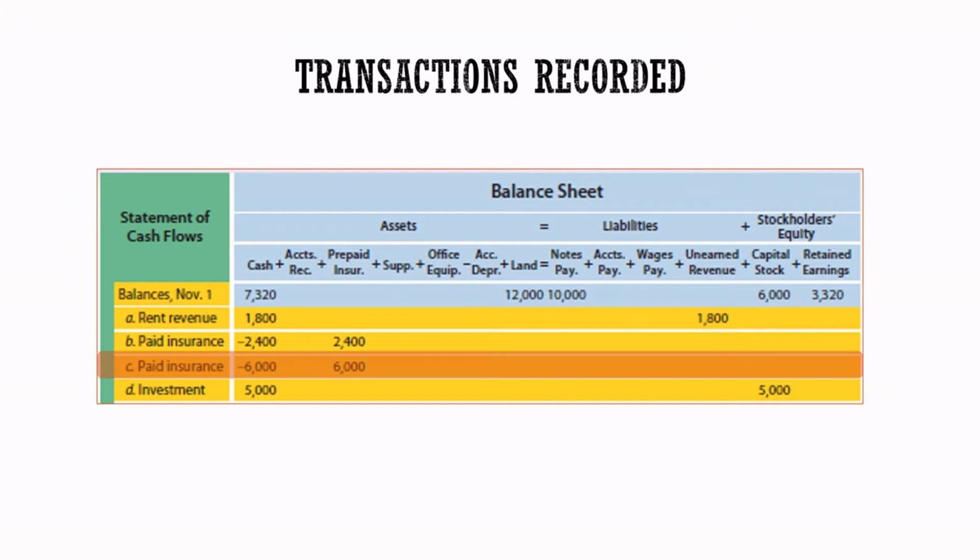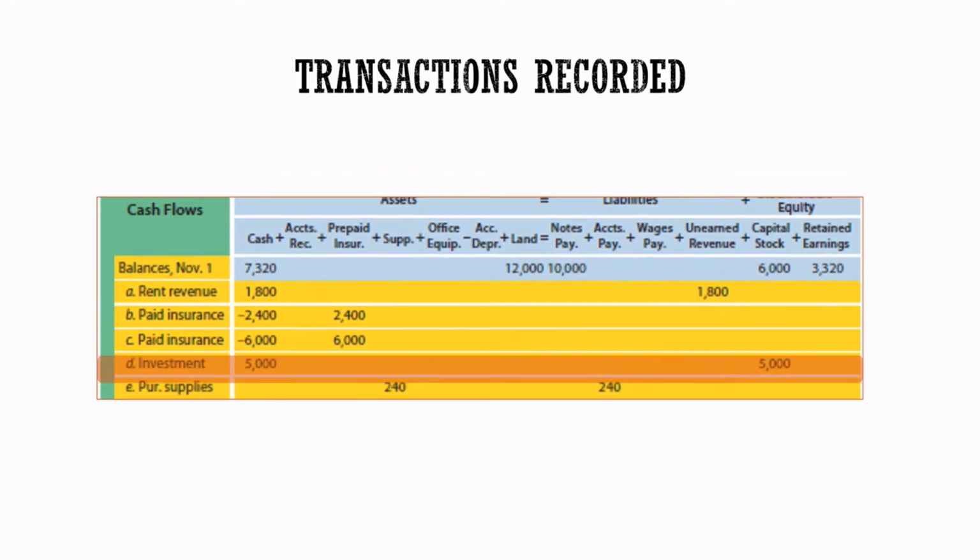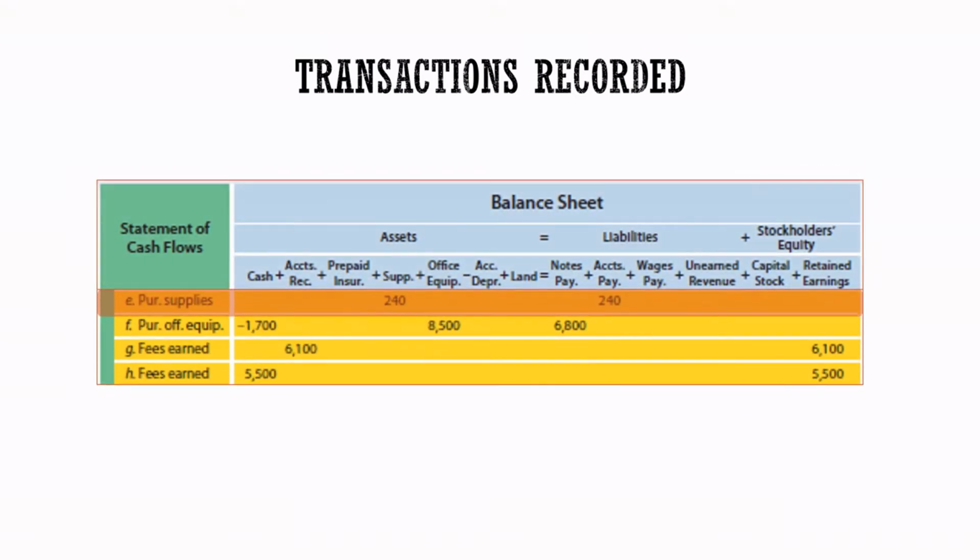Dr. Landry invested an additional $5,000 in the business in exchange for capital stock. This transaction was recorded as an increase in cash and an increase in capital stock, which is a shareholder's equity account. The company purchased supplies for $240 on account. This transaction was recorded as an increase in supplies, which is an asset account, and an increase in accounts payable, which is a liability account.